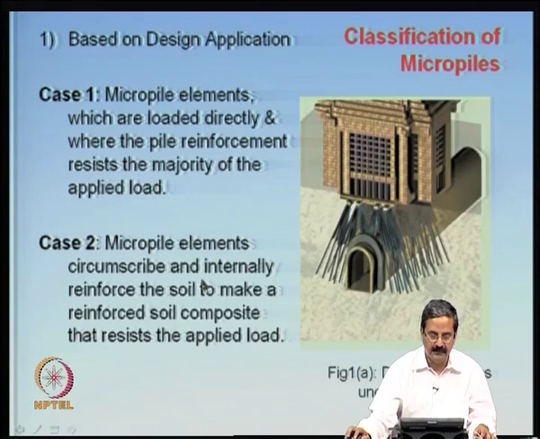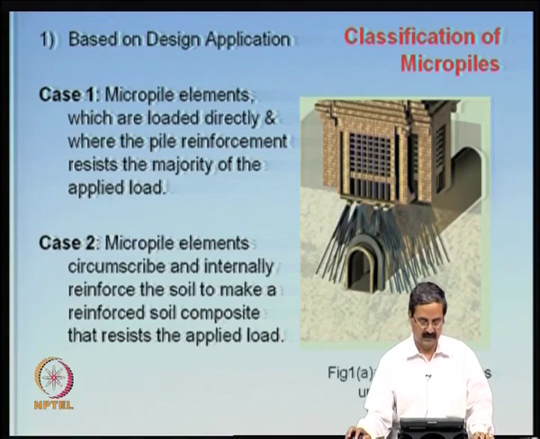Case 2 is that micropile elements circumscribe and internally reinforce the soil to make a reinforced soil composite that resists the applied load. In some cases, suppose this is all a reinforced soil area, and you can make it such that it does not lead to instability. So, we will show you some examples of how it can be designed, both as a direct pile element or as an element that works as a reinforced soil.